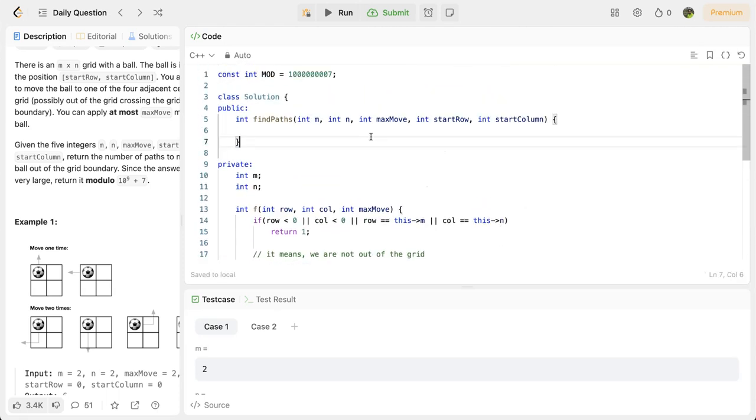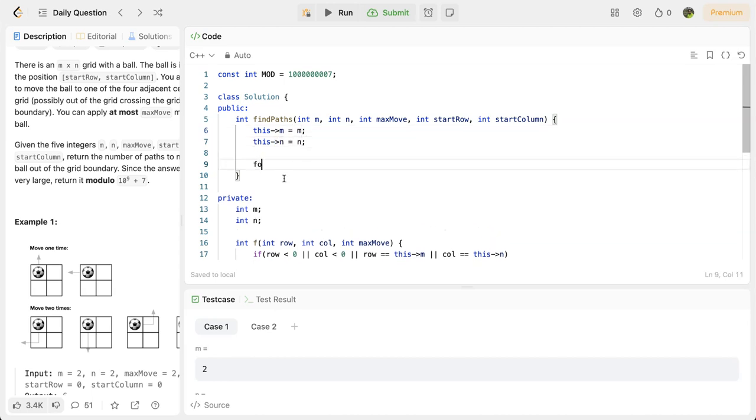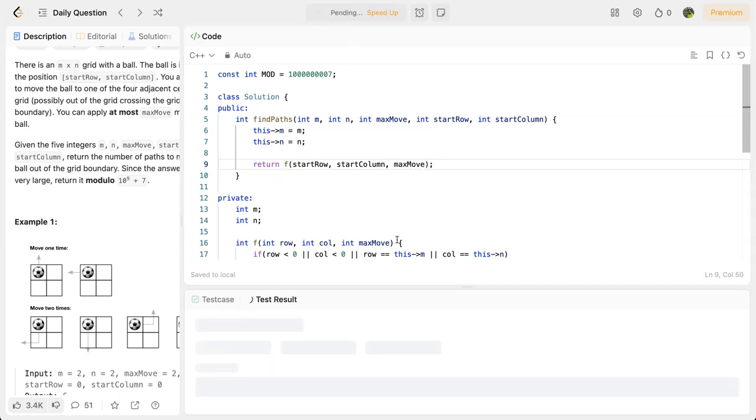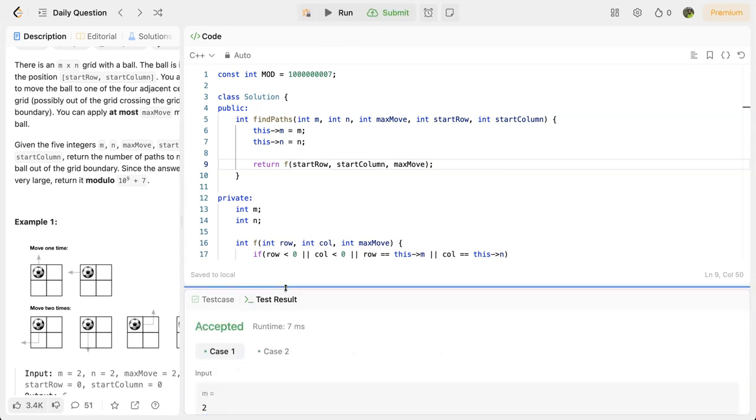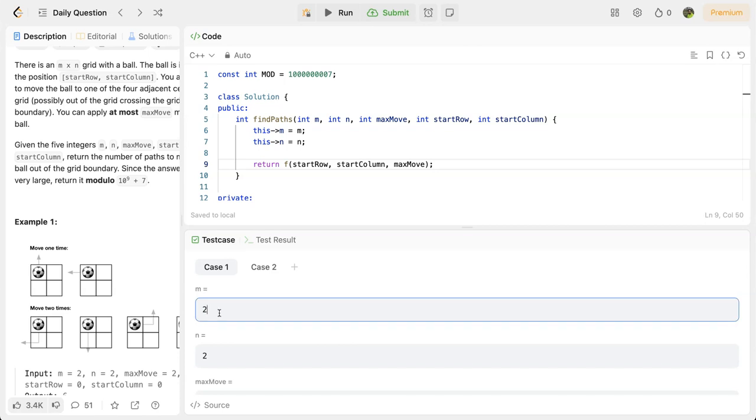Here we first set m and n. So this m equals m, this n equals n. Return f of start row, start col, and max move. So this is the recursive solution. We have not memoized it yet. Let's see if this works. Yes, it works. Let's just have another test that's going to give us time limit.